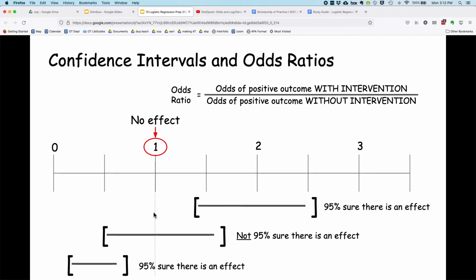So what we want to see is a confidence interval that is entirely outside of 1, so either entirely below or entirely above. If our confidence interval for the odds ratio includes 1, then we can't say there is an effect with 95% certainty.